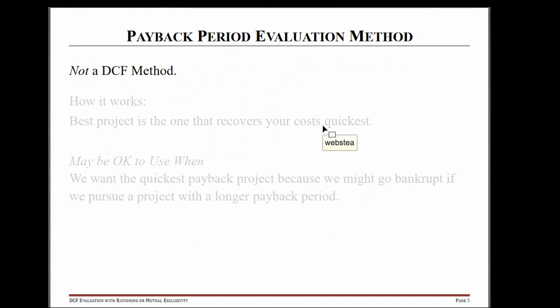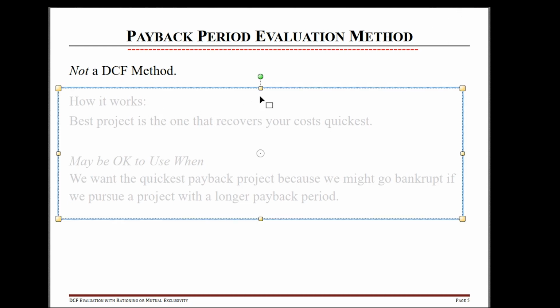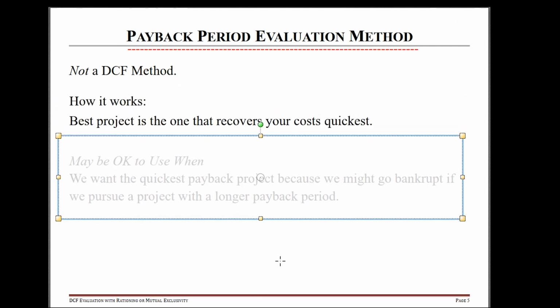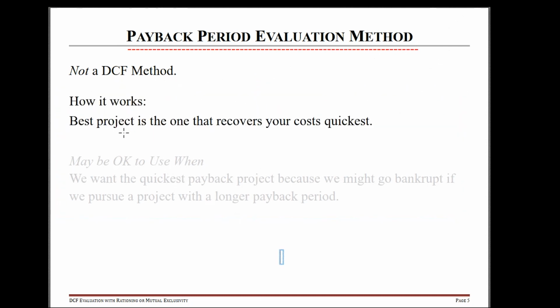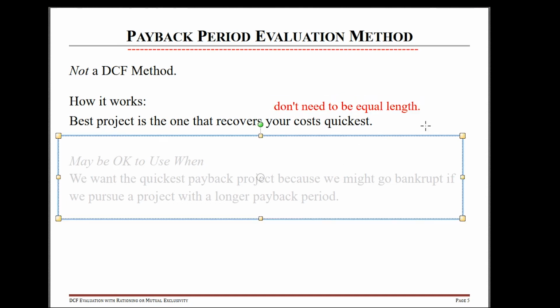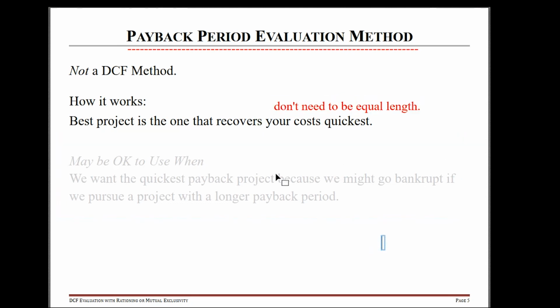Okay, then the second thing that we looked at in this chapter was the payback period evaluation method. And the first thing you got to know about that is that it's not a DCF method. Even though it's in a chapter with discounted cash flow methods, it's not a discounted cash flow method. How does it work? It just says if you're comparing projects, the best one is the one that recovers your costs quickest. So they don't need to be equal length projects, the ones that we're comparing.